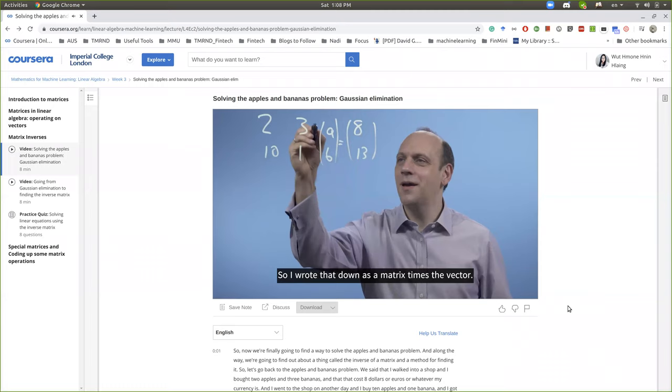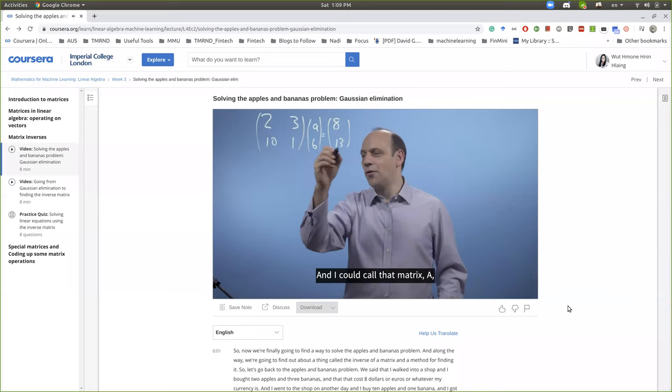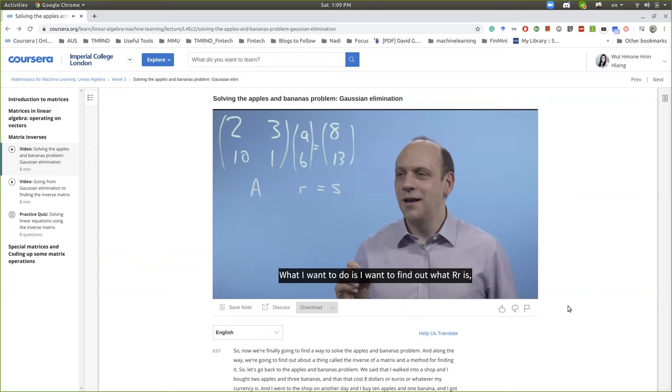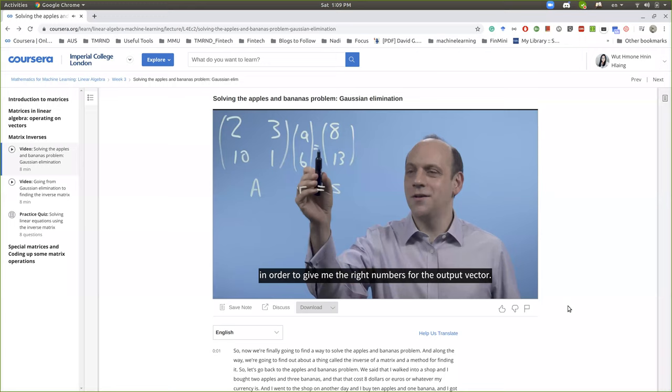And I can call that matrix A, and I can call this vector R, and I can call that output vector S. So A operates on R and gives me S. And what I want to do is find out what R is, what this vector of apple and banana prices is, in order to give me the right numbers for the output vector.